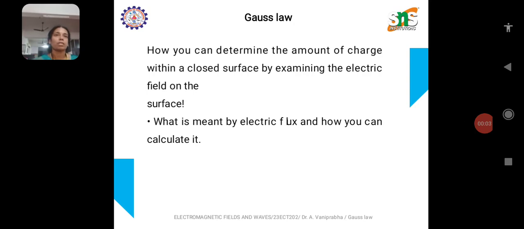Today's session is on the continuation of the previous lecture, Gauss Law and applications. We have already discussed that Gauss Law is used to determine the electric field intensity or flux density over any surface. So let us see how you can determine the amount of charge within a closed surface simply by examining the electric field on the surface.